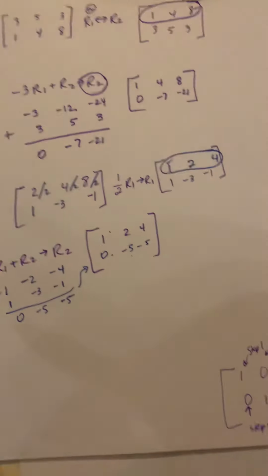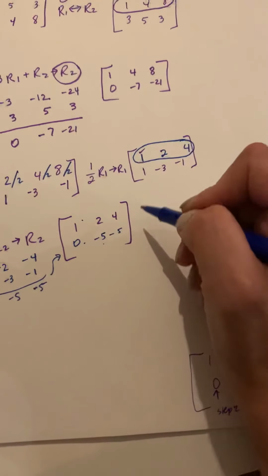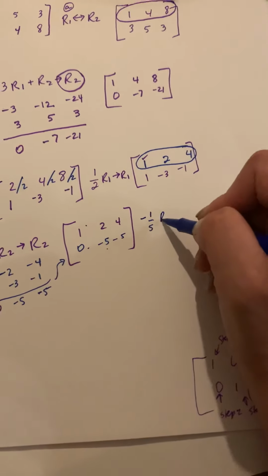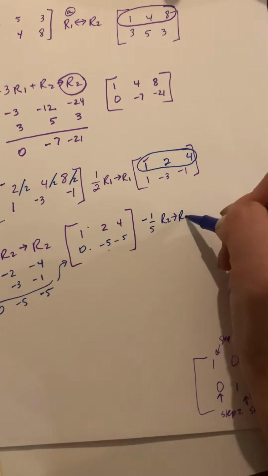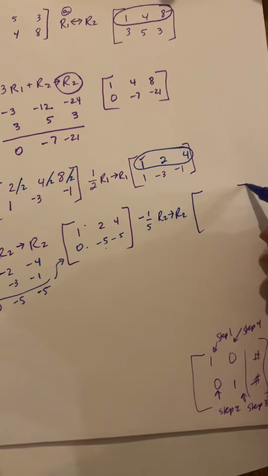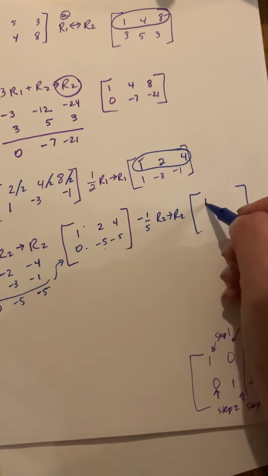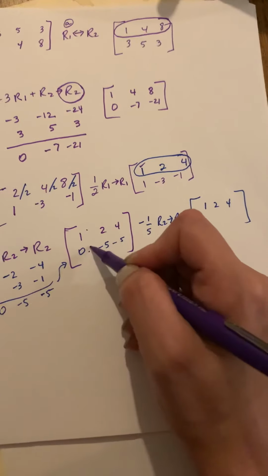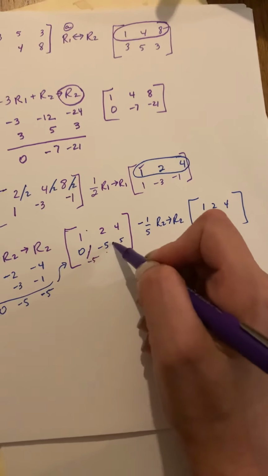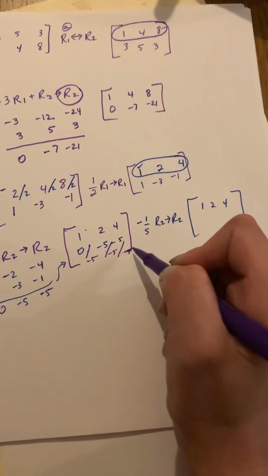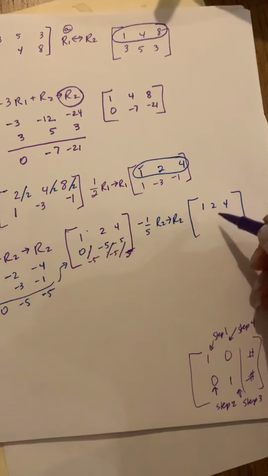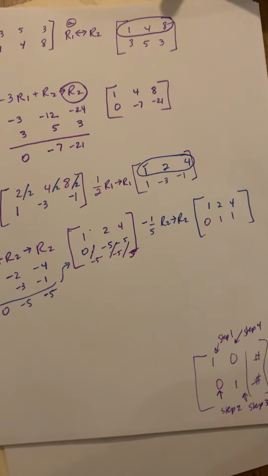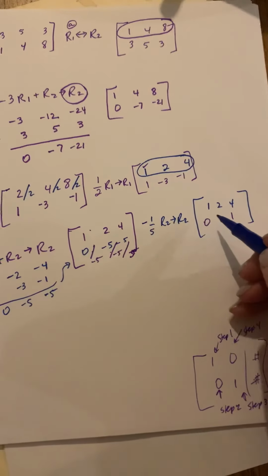I need to get that to be a 1, so I have to multiply by a reciprocal to get a 1. Row 2 will become the new row 2. Row 1 stays exactly the same, 1, 2, 4. However you want to do it, you're really just dividing all these by -5. That would give me 0, 1, and 1. So I did step 1, step 2, step 3, step 4.